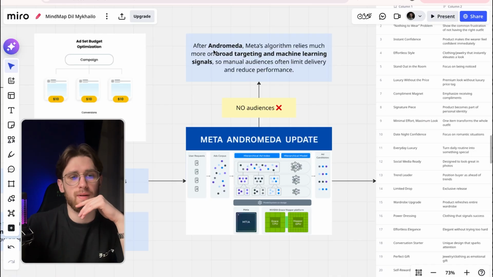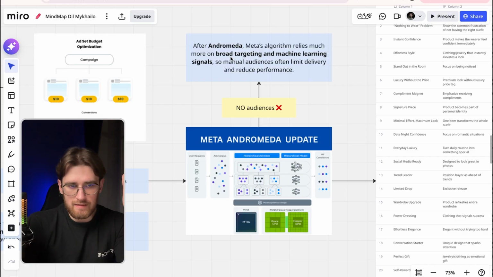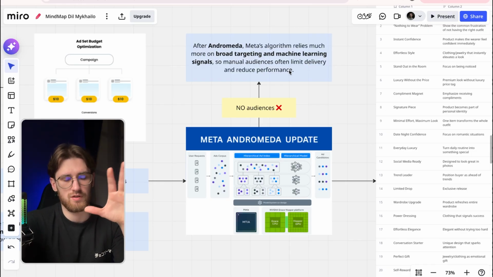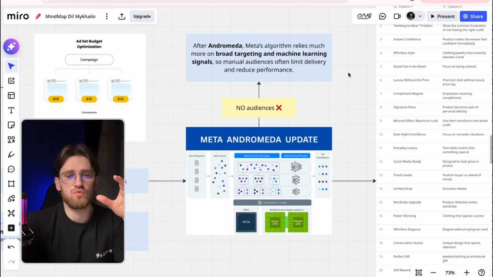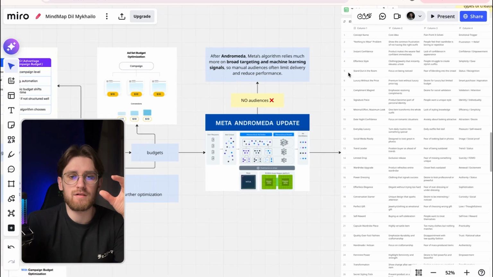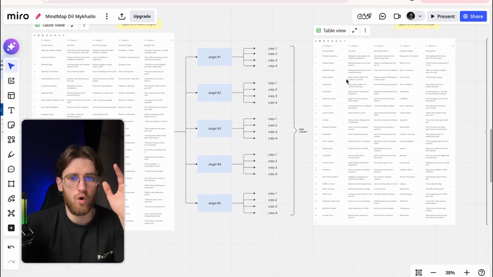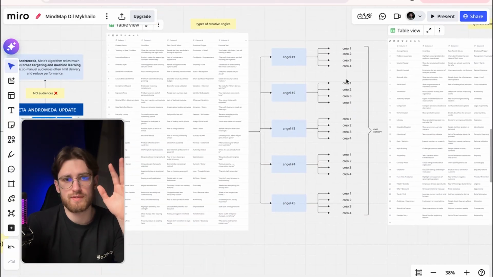So after Andromeda, the algorithm relies much more on broad targeting and machine learning signals. Manual audiences often limit delivery and reduce performance. Please, don't do it. You don't need it. Where you need to focus is really on your angles and creatives. This is why I've written all of these examples here, so you can see. But let's go step by step.